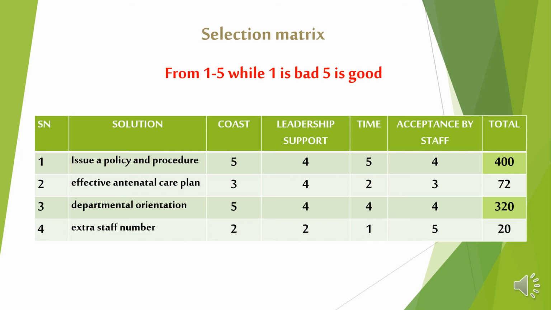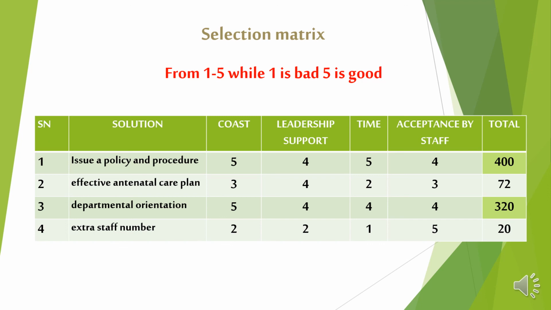We will compare issuing a policy and procedure with extra staff. If we need extra staff, it will cost us, yes, it will cost, so I will grade it with 2. Leadership will support, but they don't have extra staff now, and it will take a lot of time to hire people, so it's 2. Time, it will take too much time, so 1. Acceptability by staff, they will accept, staff will like to have more and more staff. So what to do next?